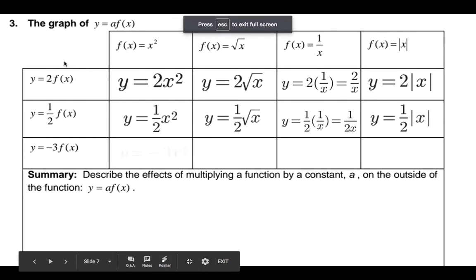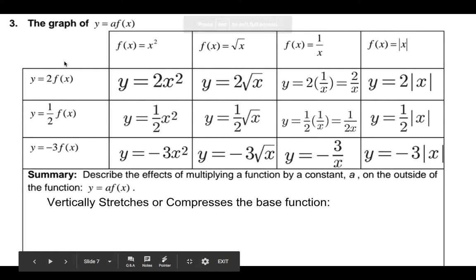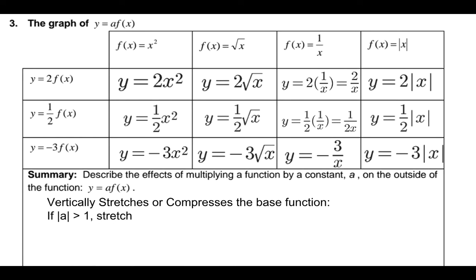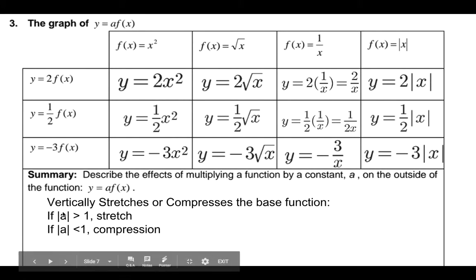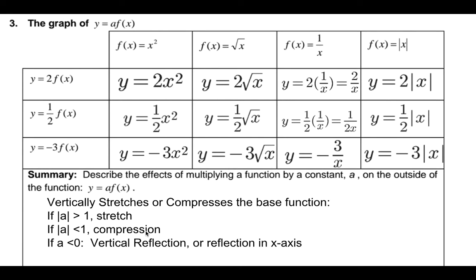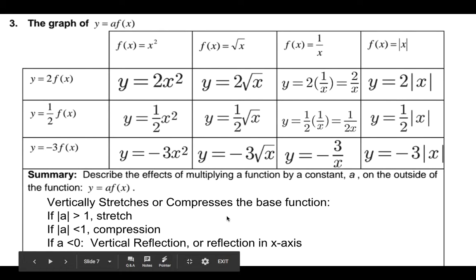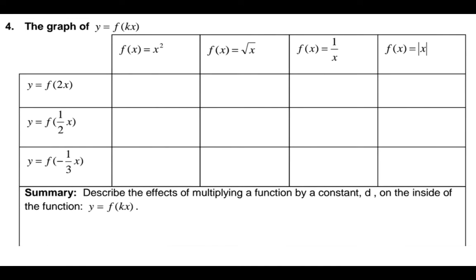Okay. And so that's the notes we would take. We would just say vertically stretches or compresses. If it's greater than 1, it's a stretch. If it's less than 1, it's compression. Notice that I use the absolute value function. If the total number is greater than 1, it's a stretch. If the total number is between 0 and 1, it's compression. And if it's less than 0, it's a reflection. And it's a vertical reflection in the x-axis.